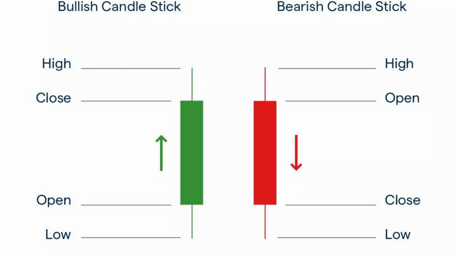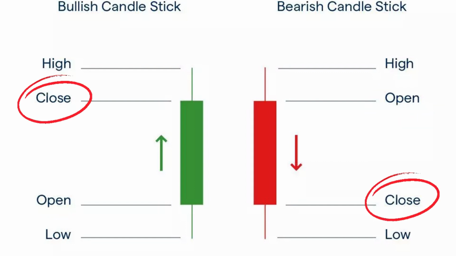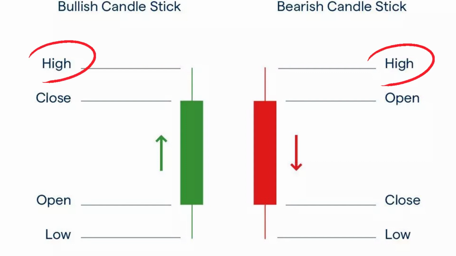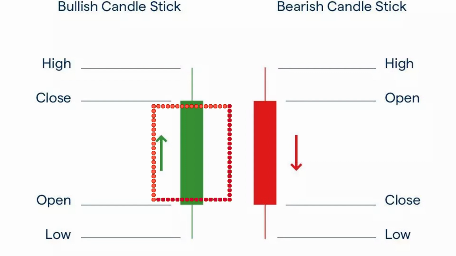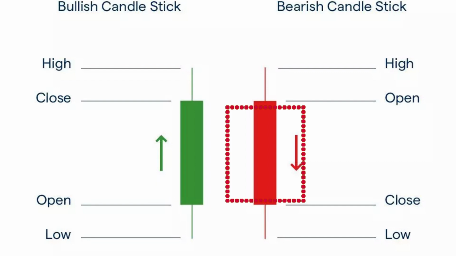Anatomy of a candle. Open. The price at the beginning of the period. Close. The price at the end of the period. High. The highest point the price reached. Low. The lowest point the price dropped to. Now, what do the colors mean? A green candle means the price went up during that time. The closing price is higher than the opening. A red candle means the price went down. The closing price is lower than the opening.